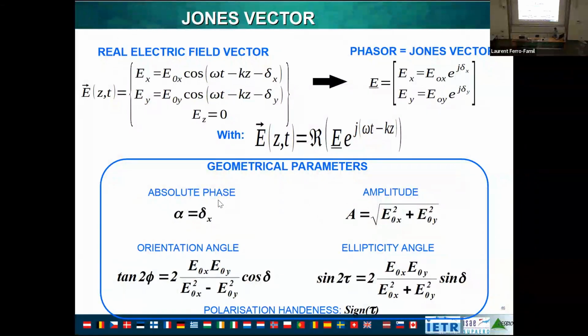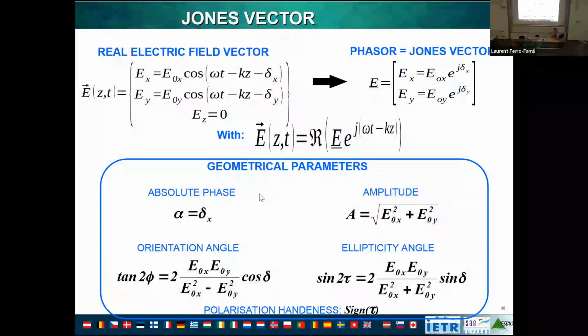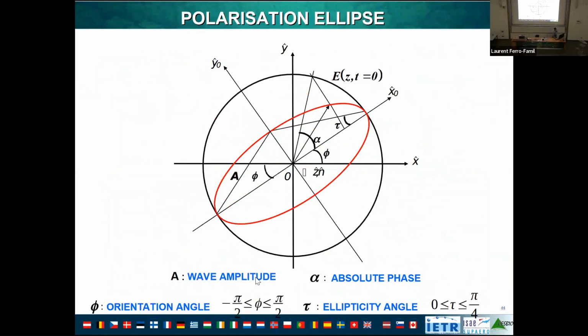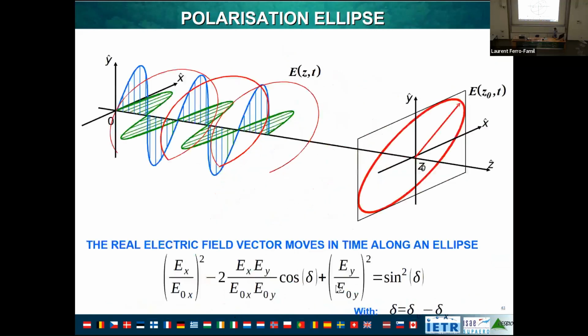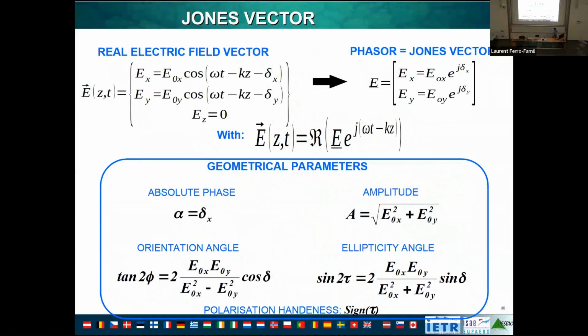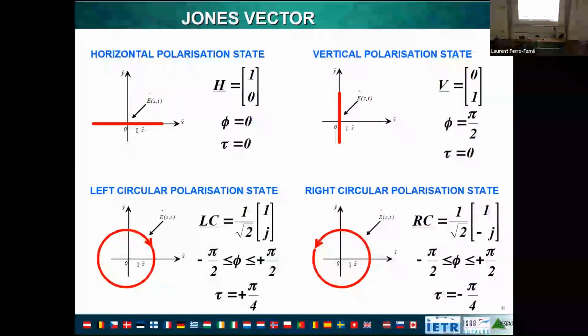Okay, so on this slide, the absolute phase is delta x, and delta means the difference between the two phases. And of course, if you want to make calculations, you can define all the parameters, the orientation and the ellipticity, etc., as a function of these two parameters.